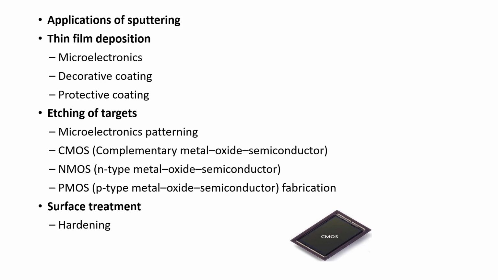CMOS, complementary metal oxide semiconductor, NMOS, N-type metal oxide semiconductor, PMOS, P-type metal oxide semiconductor fabrication, surface treatment, hardening. For the treatment of the surface, sputtering is a better technique that protects from harmful effects of the environment.